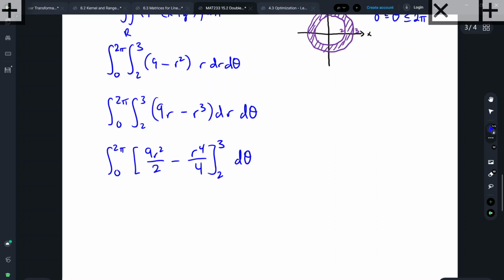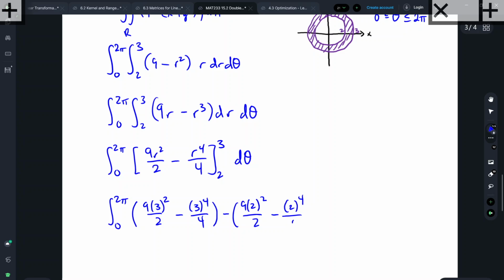Now to calculate this integral, I need to plug in the endpoints. So the top number goes in first: 9 times 3 squared over 2 minus 3 to the 4th over 4, and subtract. And then I plug in the bottom number, so 9 times 2 squared over 2 minus 2 to the 4th over 4.